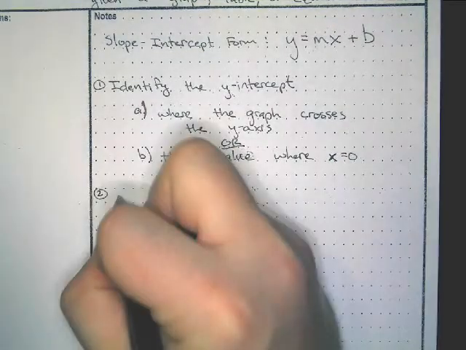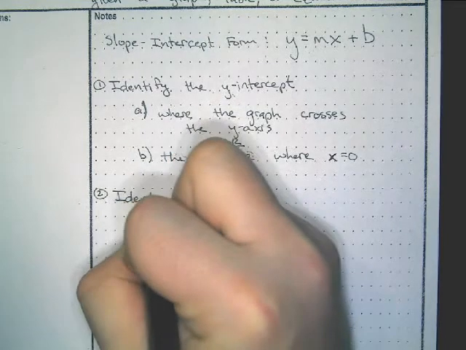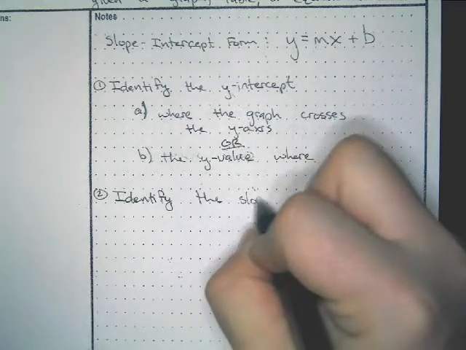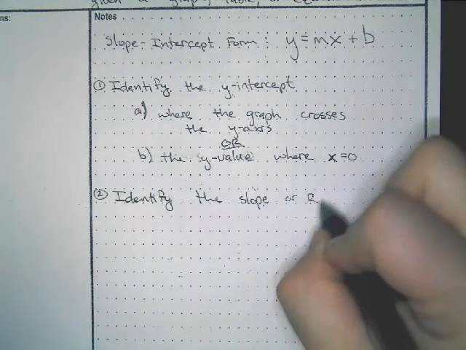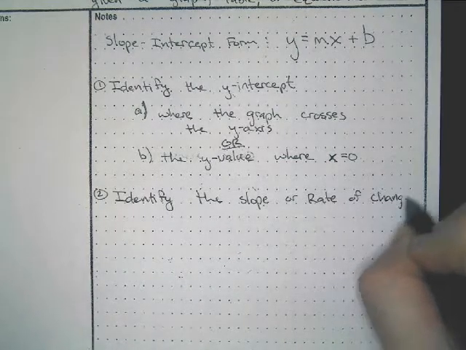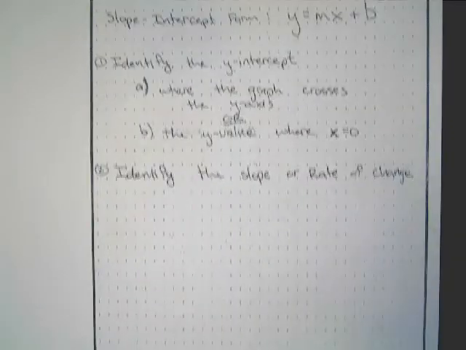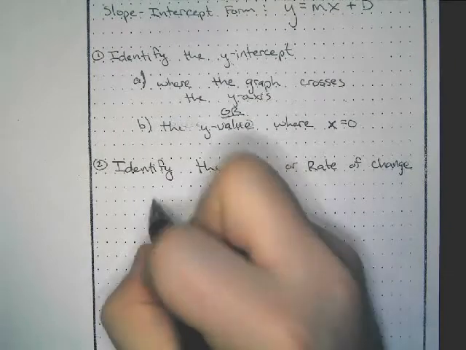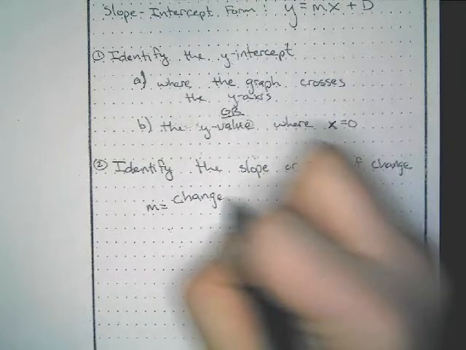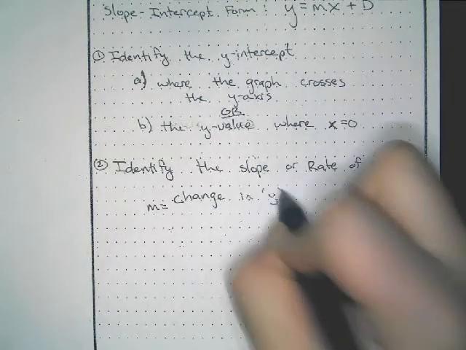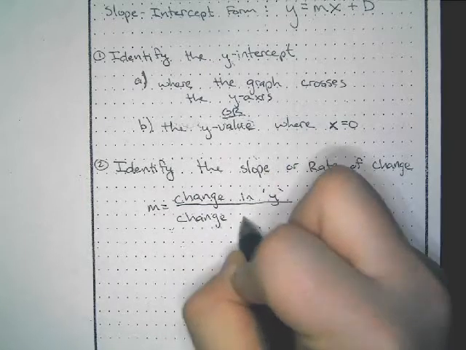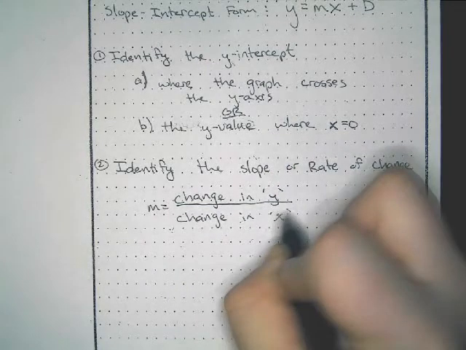Step two, identify the slope or rate of change. And that's our m equals change in y over change in x.